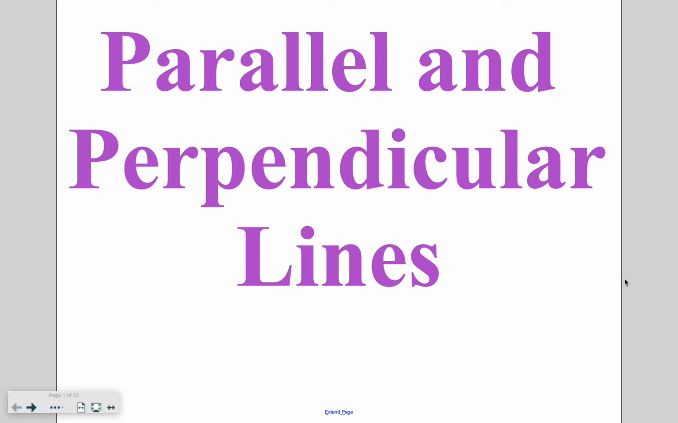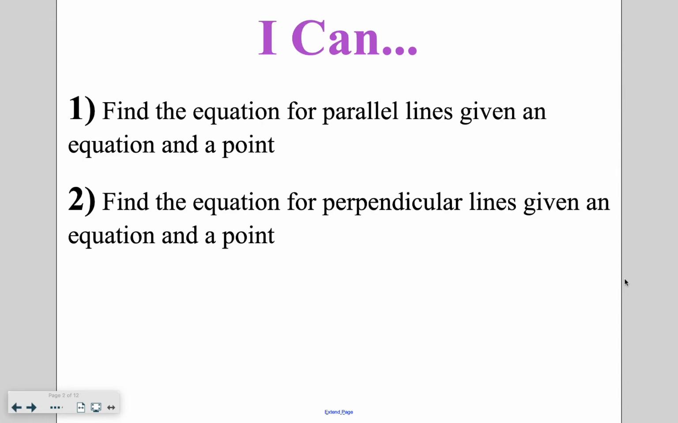Hello class, and welcome to today's algebra lesson, which is about parallel and perpendicular lines. By the end of today's lesson, you will be able to write equations for parallels and perpendiculars.